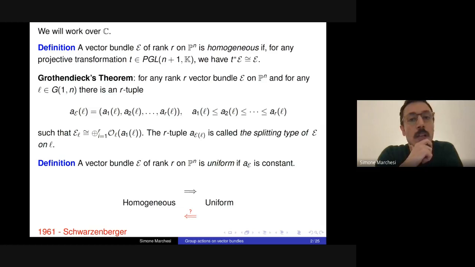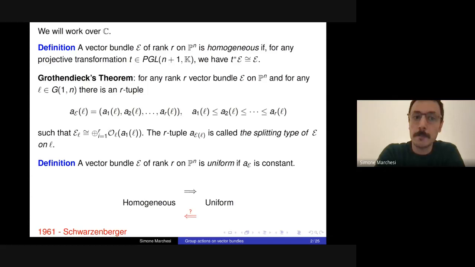If we think about a vector bundle on the projective space, the first action of a group that we can think of is a change of coordinates. So we can take an element of the projective linear group and apply a change of coordinates on our projective space. This is the most natural and first action that we can think of, and this actually leads to our first definition. We say that a vector bundle of rank R on P^n is homogeneous if it is invariant up to any change of coordinates of the projective space.